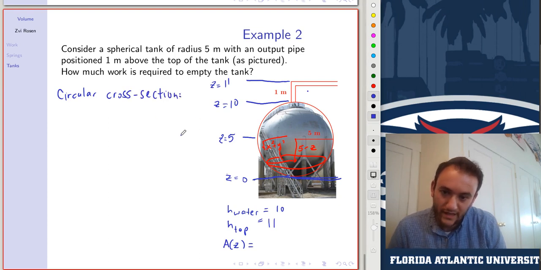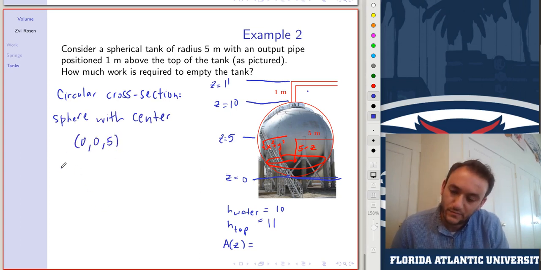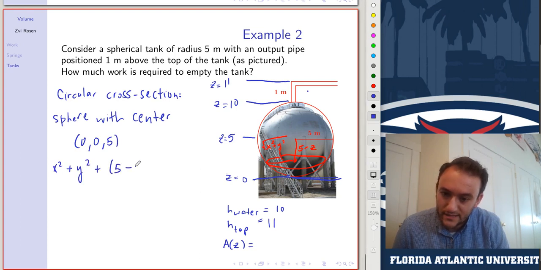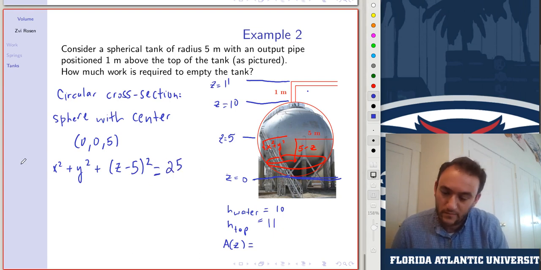Because we're looking at a spherical tank, this is a sphere with center given by (0, 0, 5). That means the equation is x squared plus y squared plus (z minus 5) squared. It's equivalent, but let's just keep standard form. And that's equal to the square of the radius, which is 25 meters squared.